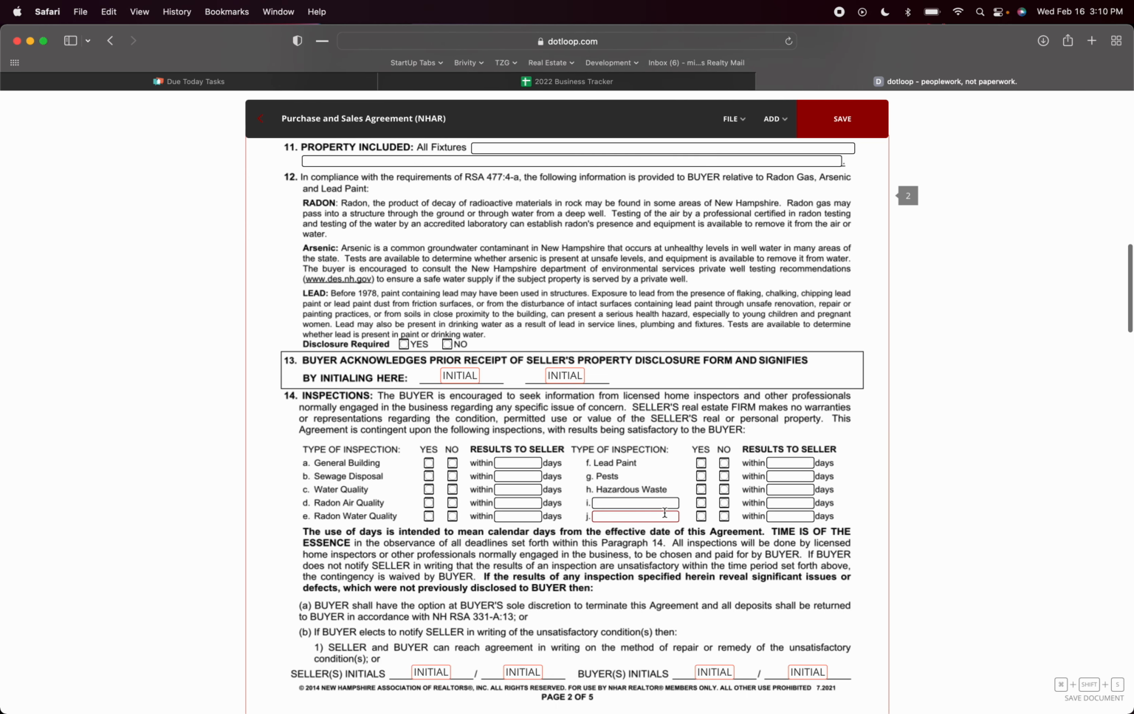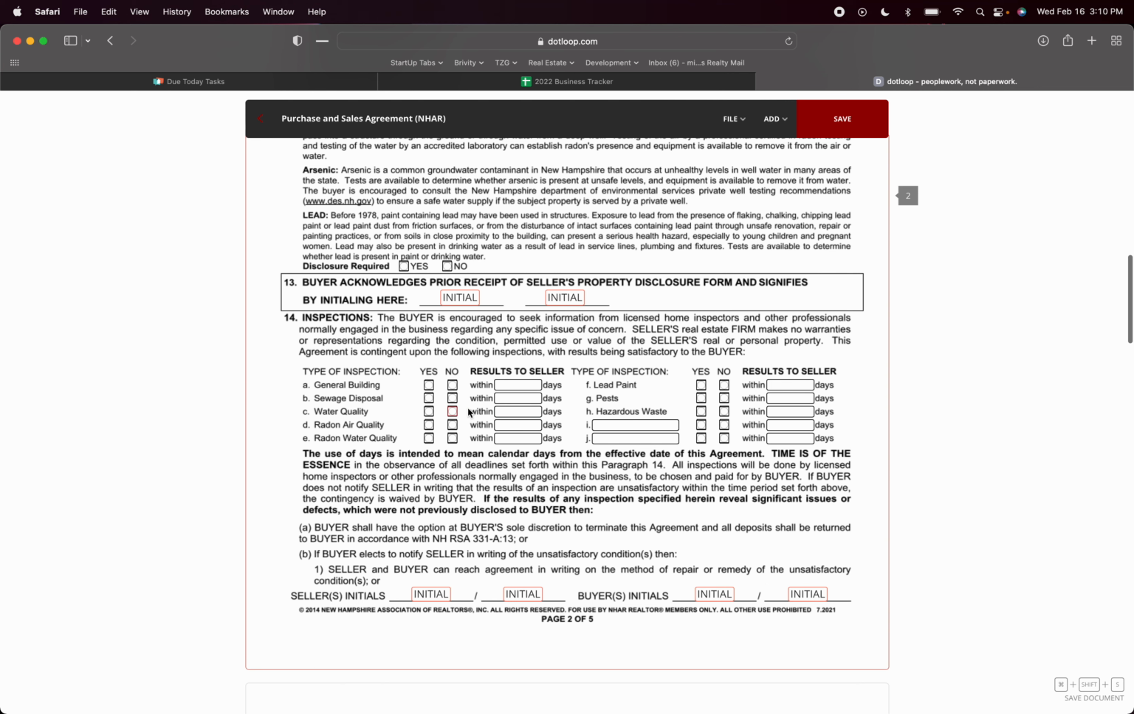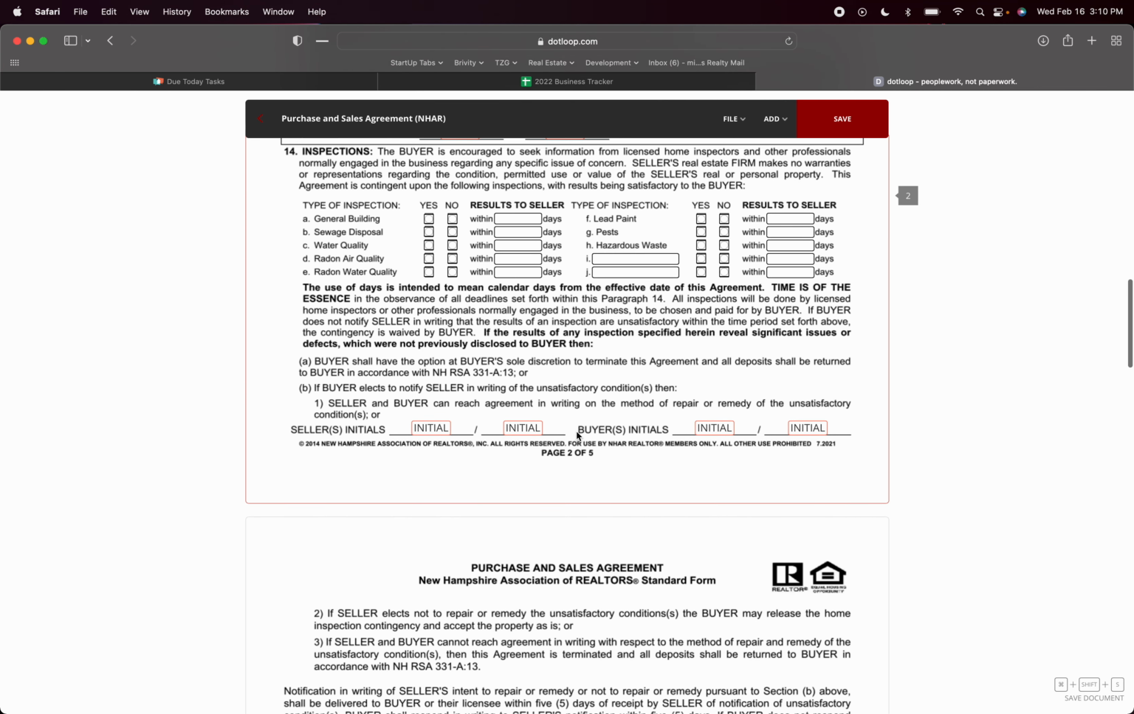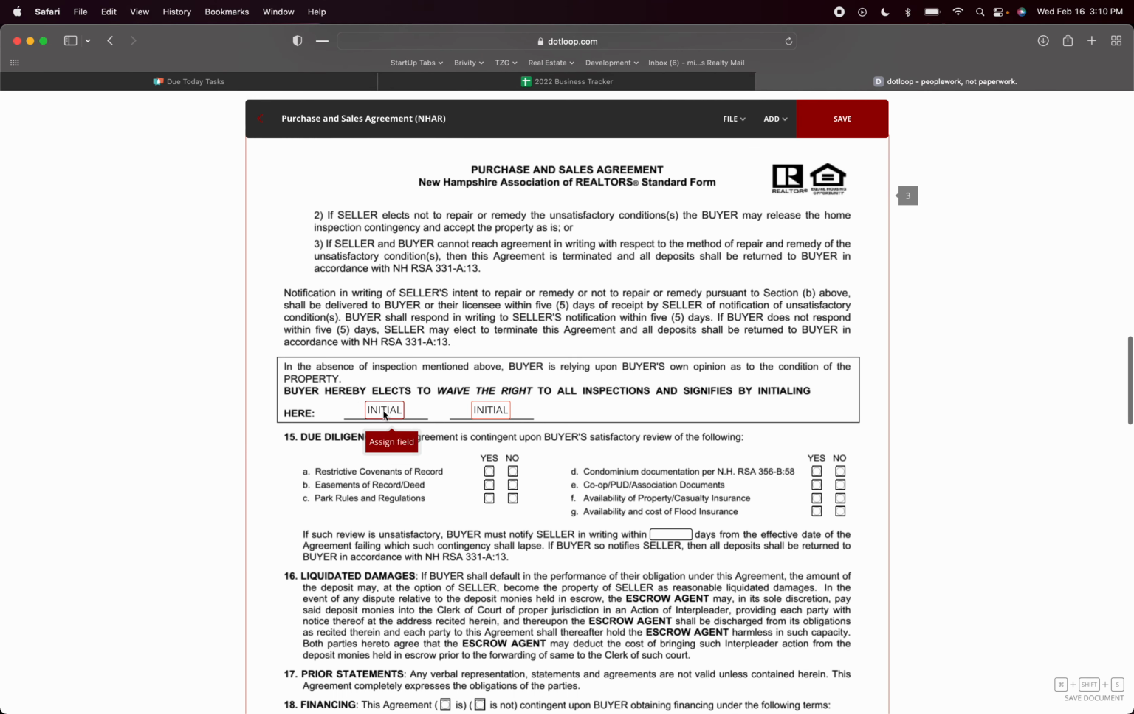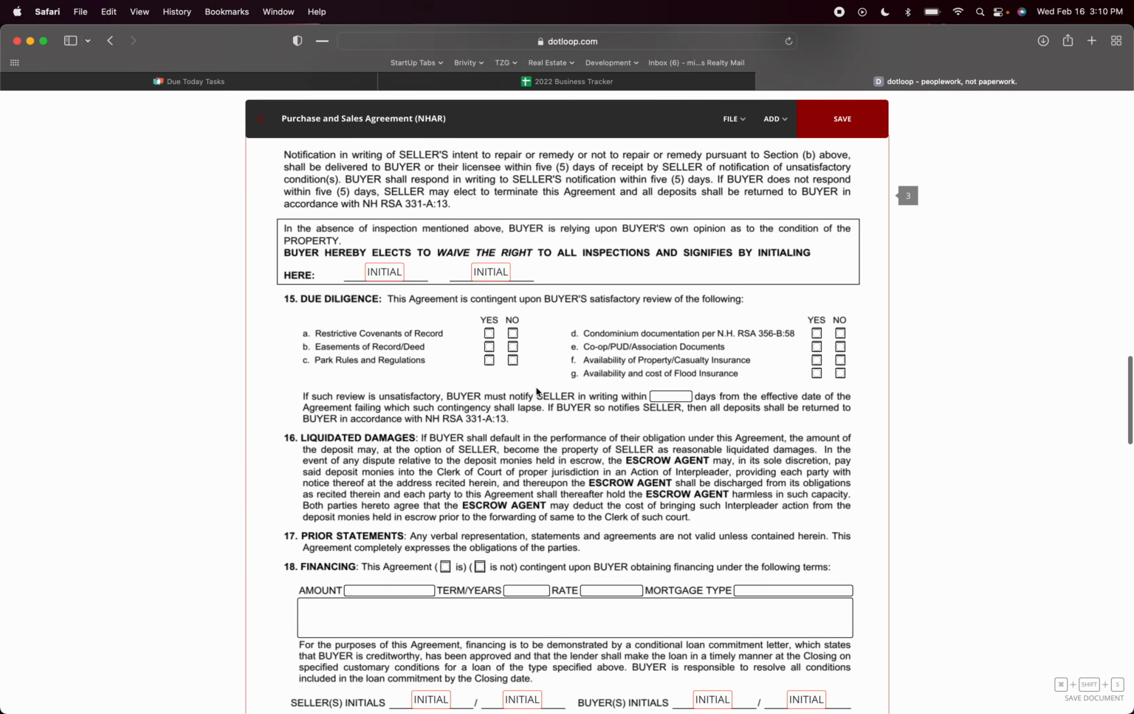As far as compliance goes, they are going to check this and make sure that the yes or the no matches the year of the property. And again, yes is going to be prior to 1978, no is going to be 1978 or later. This section, just making sure that it's filled out properly. No inspections are required, so it could very well say no everywhere. But if that's the case, you do need to make sure that this is initialed for compliance purposes.